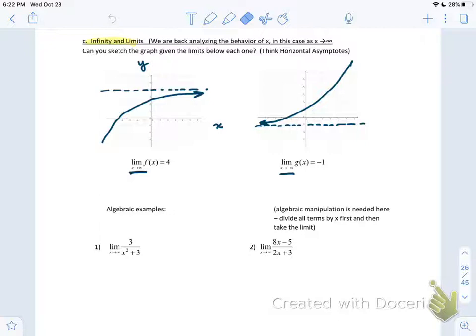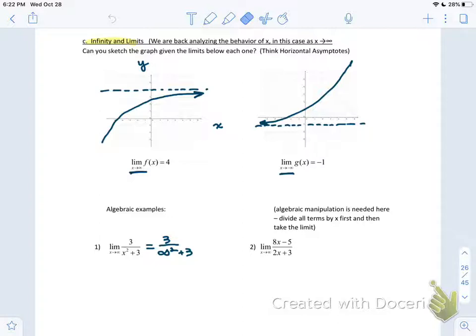What if they give you an equation and they ask you to find that limit? This is what you do. If you do not have an x in the numerator and you only have it in the denominator, plug in the concept of infinity. So 3 over infinity squared plus 3. That denominator is a huge number. If that was 3 over 100, that's a pretty small segment. If it was 3 over 1,000, that's even smaller. 3 over 1,000,000, even smaller. 3 over 1,000,000,000, even smaller.